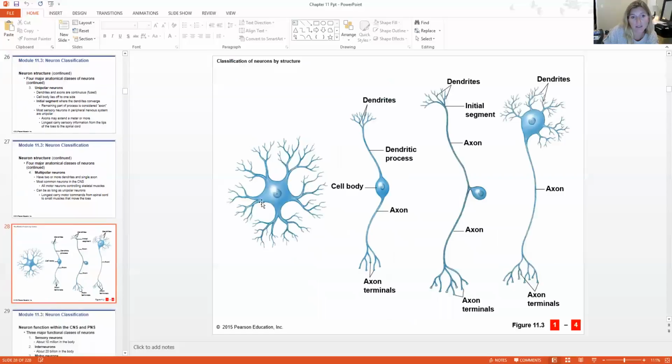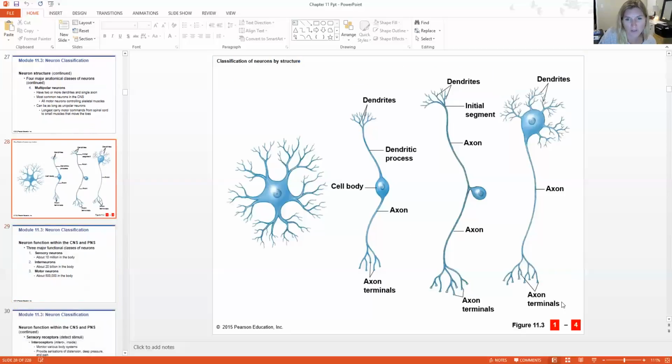Anaxonic, again, not very recognizable as a nerve cell. Then you have our unipolar, bipolar, multipolar.